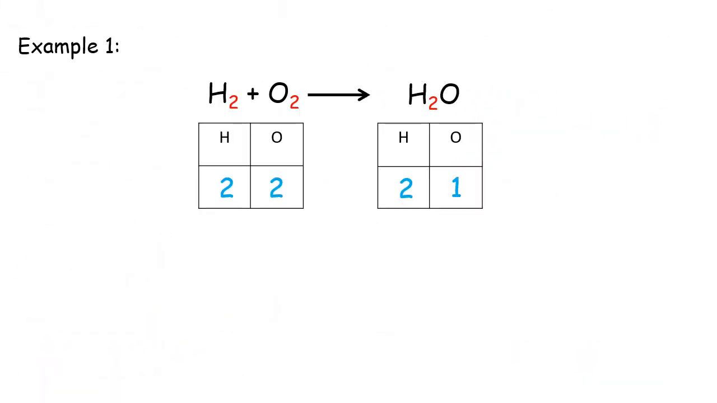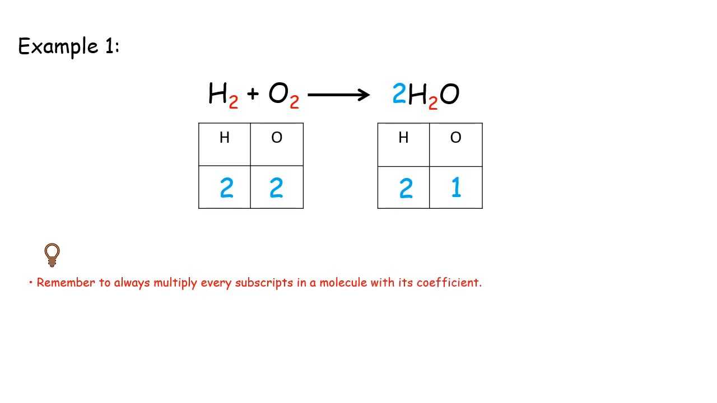To balance oxygen, we can add the coefficient of 2 beside water. Remember to always multiply every subscript in a molecule with its coefficient. Hydrogen has a subscript of 2 in water, and multiplying this with its coefficient of 2 will give us 4 hydrogen atoms on the right side of the equation. On the other hand, oxygen has a subscript of 1 in water, and multiplying this by 2 will give us 2 oxygen atoms. We now have 2 hydrogen atoms on the reactant side and 4 on the product side.